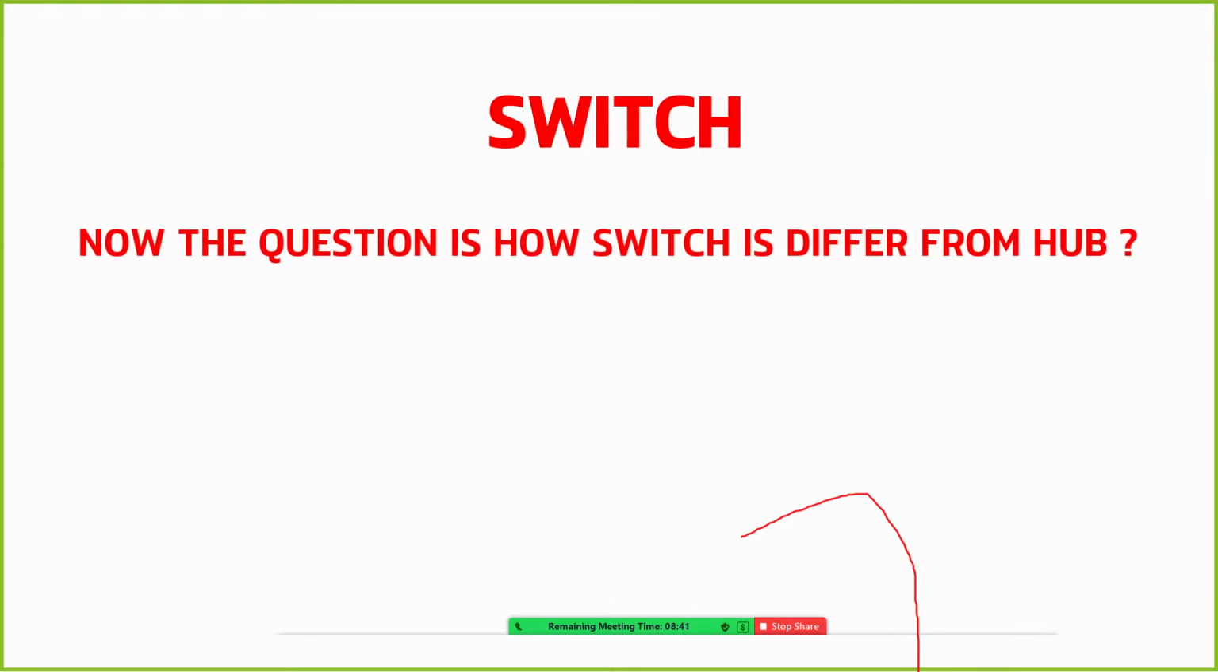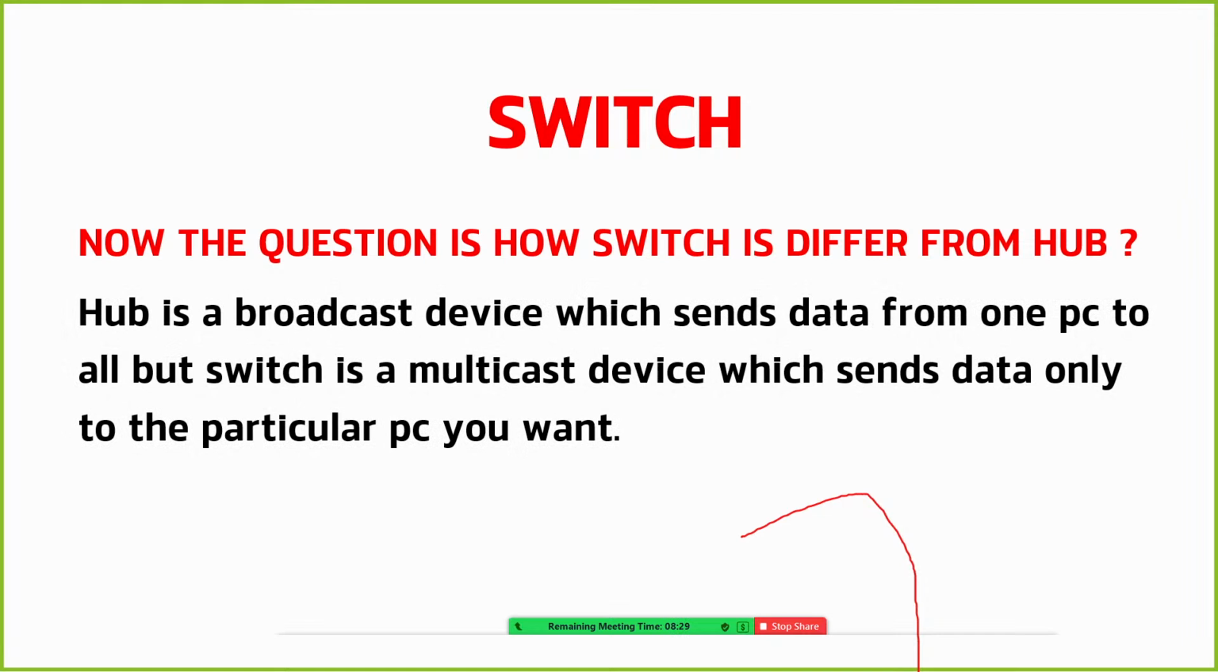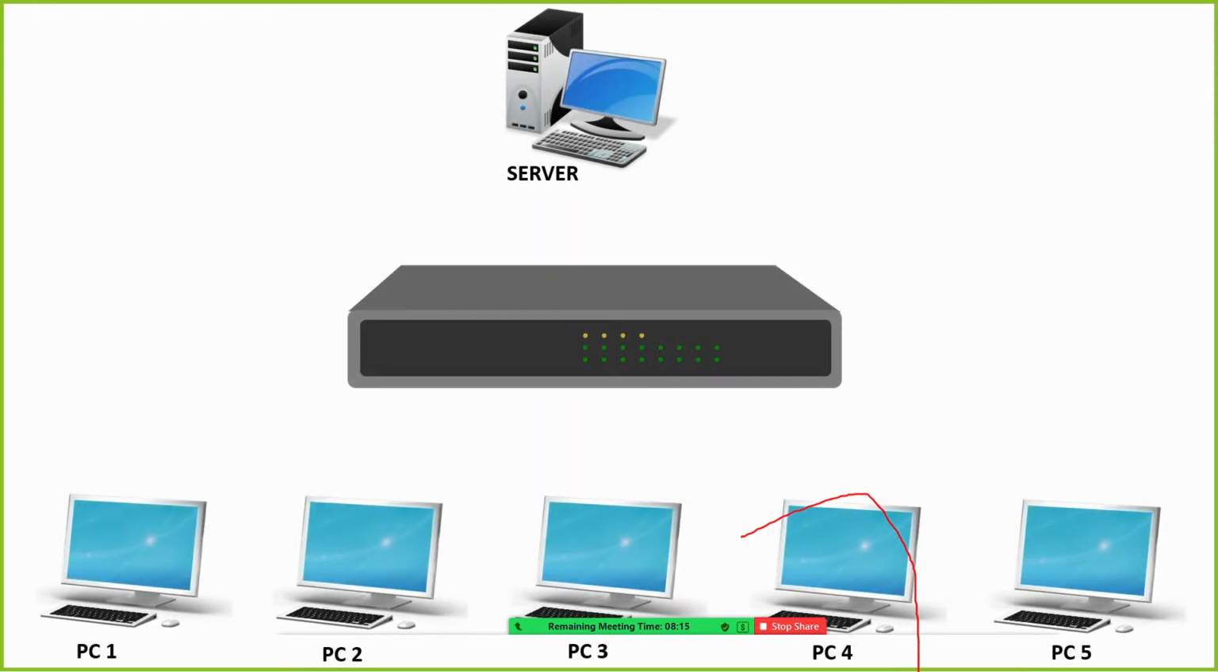Now the question is, how do switches differ from hub, right? Even hub is also used to connect a bunch of devices together. Switch is also used to connect a bunch of devices together. Now what are the differences between them? Hub is a broadcast device, as I have told you, which sends data from one PC to all the others. But switch is a multicast device which sends data only to the particular PC you want. Let me show you the live example.